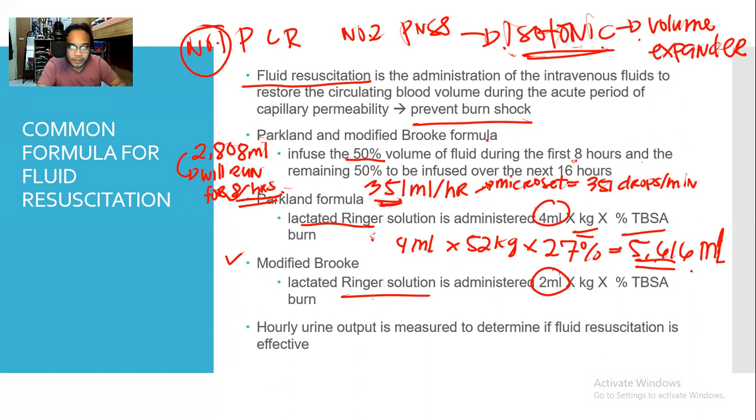Okay? And then kung macro set ito siya, okay? Macro set, and then considering that the macro set will have a drop factor of 15 drops, no? 15 drops yung kanyang drop factor. Okay, you will divide that by 4, 351 divided by 4. Okay, ayan. 87.75, diba? Dapat kung drops round off na to. So that would be 88 drops per minute.